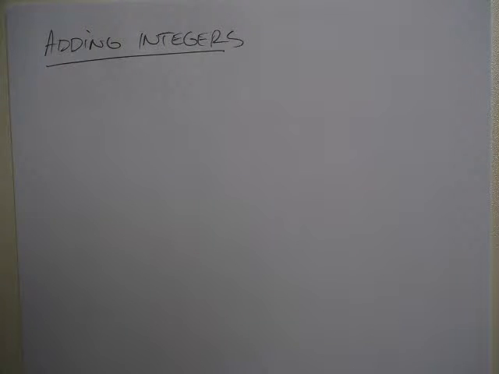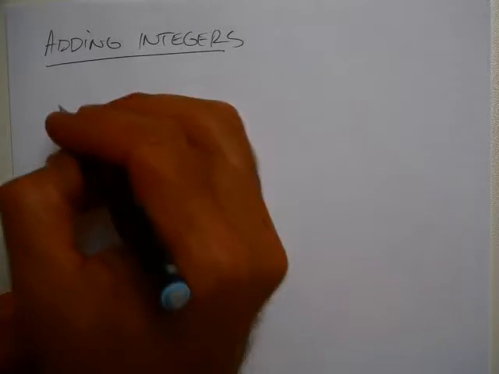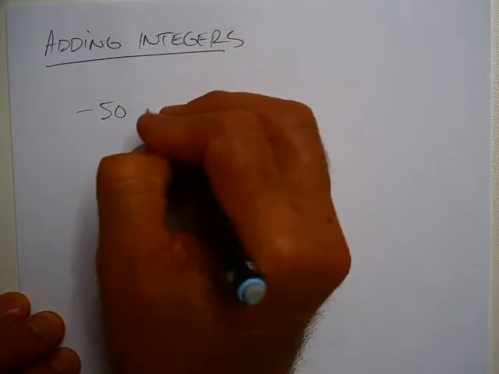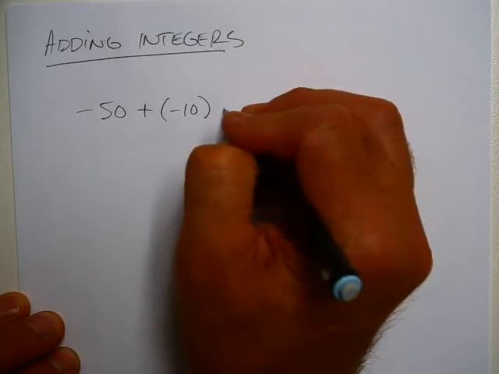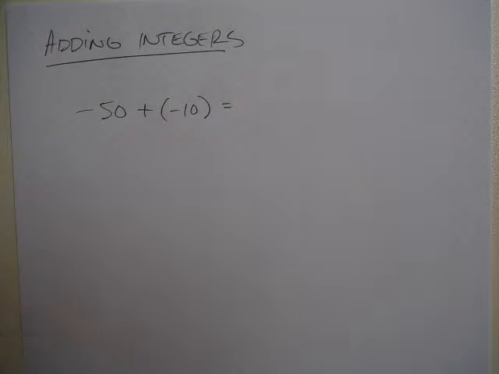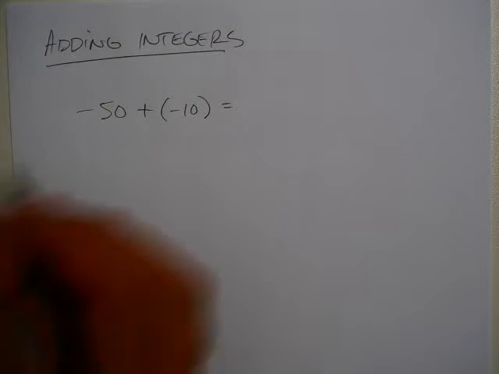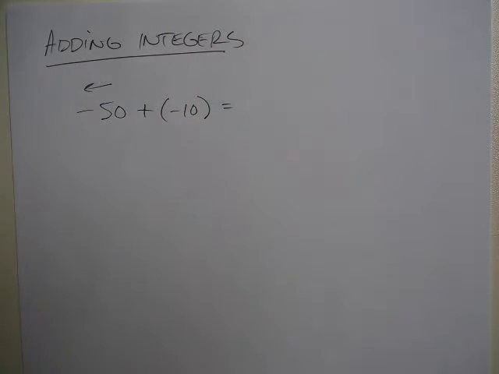Anyhow, if we see a problem like -50 plus a -10, we want to combine the terms, and I like to think of this either in terms of money or in terms of a number line. So if it's negative, you're going left on the number line.